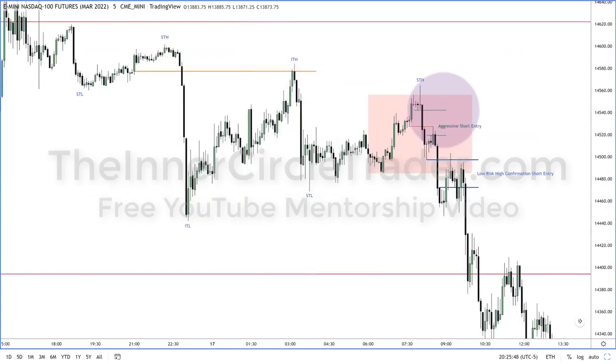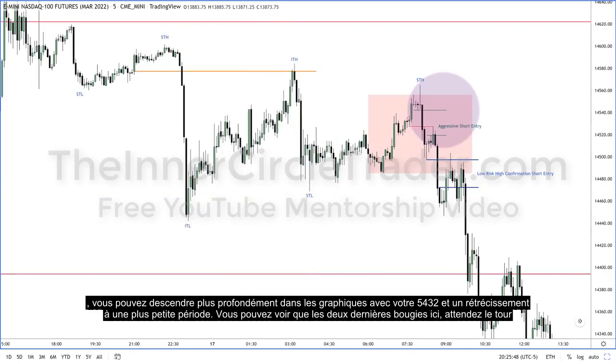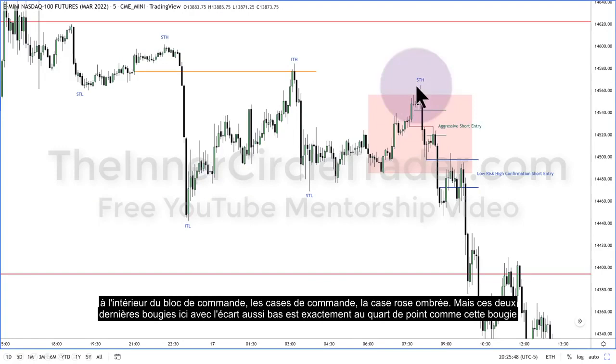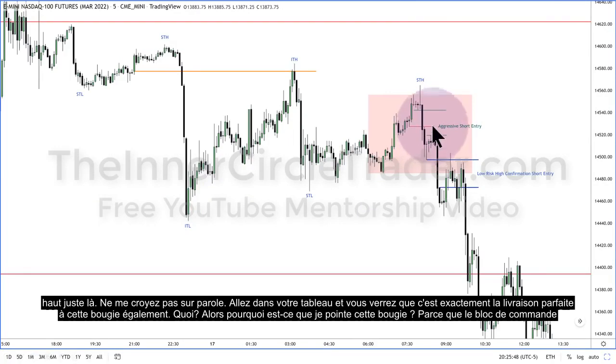Now, you can go down into the charts deeper with your 5, 4, 3, 2, and 1 narrowing down to the smallest time frame. You can see the last 2 candles here, wait for the turn, inside the order block. The order block is the shaded pink box. But these last 2 candles here, with the gap, that low is exactly to the quarter point as that candle's high right there. Don't take my word for it. Go into your charts and you'll see that is exactly the perfect delivery to that candle's low.